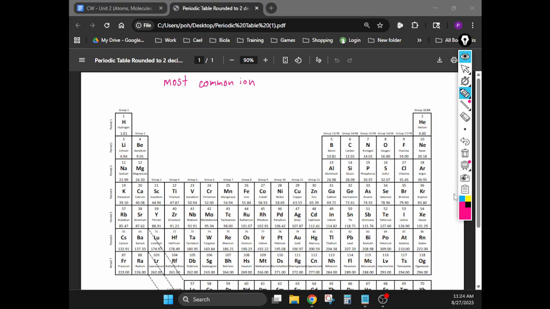Now the part I do want you to write, I'll do that in blue, is the first column, everybody wants to be positive 1, exactly. Second column, +2. Now this middle section right here, these are called the transition metals. They don't really have a pattern that they follow, so they don't have a most common ion. This third column right here is +3. This column right here is -4, -3, -2, -1, and these guys have no most common ion. These guys don't want to be ions at all.